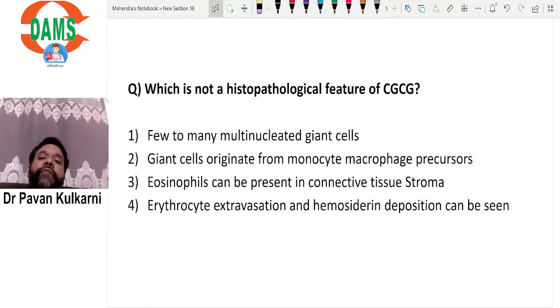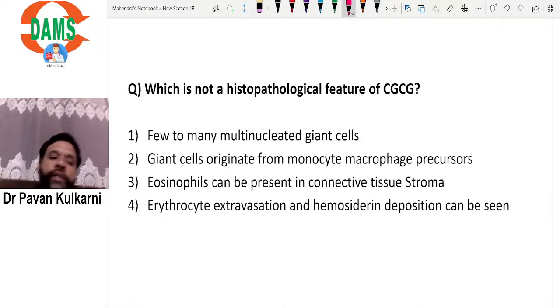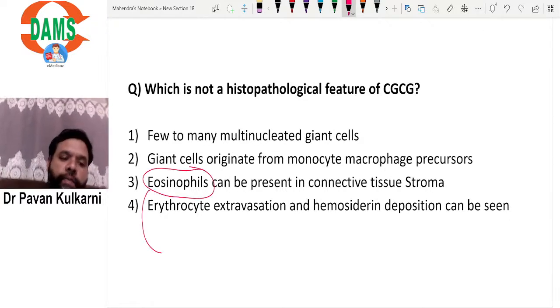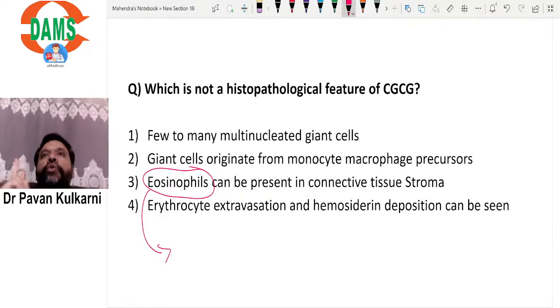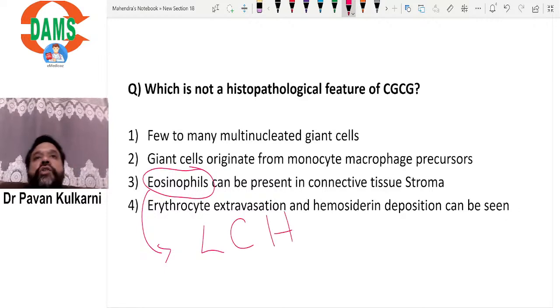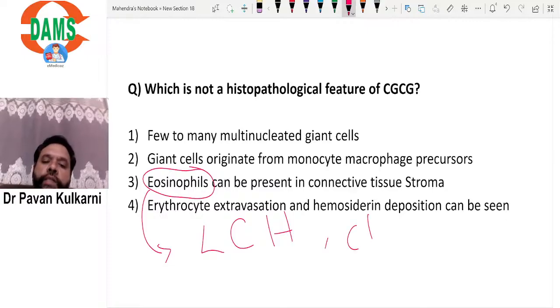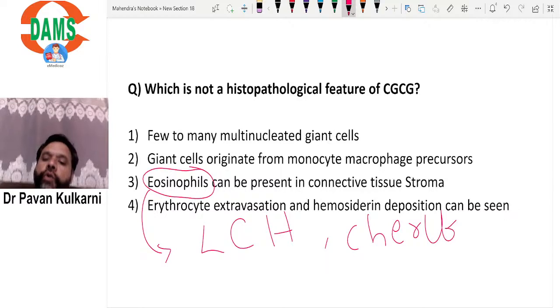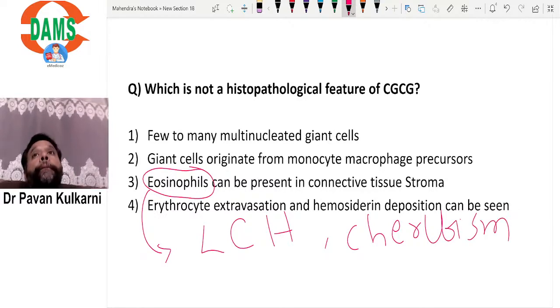Eosinophils are present in the connective tissue stroma. No. CGCG will not show any eosinophils. Presence of eosinophils means you should remember two things. One is Langerhans cell histiocytosis. LCH will show presence of eosinophils in the connective tissue, and Cherubism also will show eosinophils in the connective tissue. So this is the correct answer. This is not a feature of CGCG.